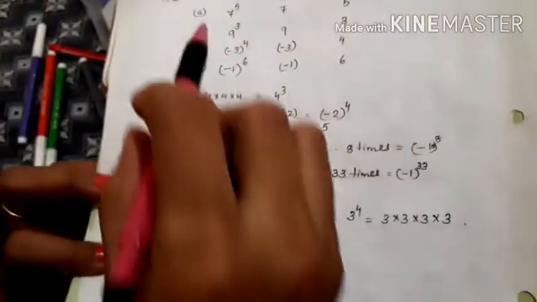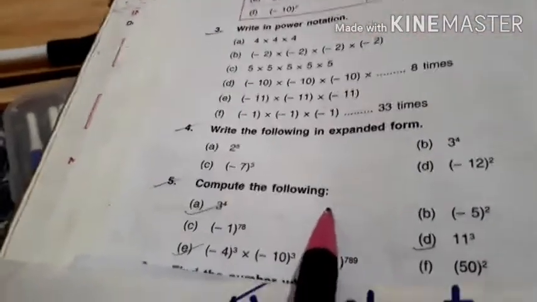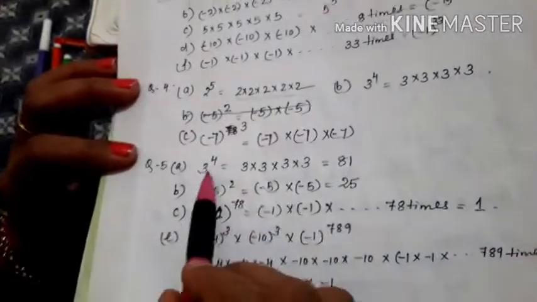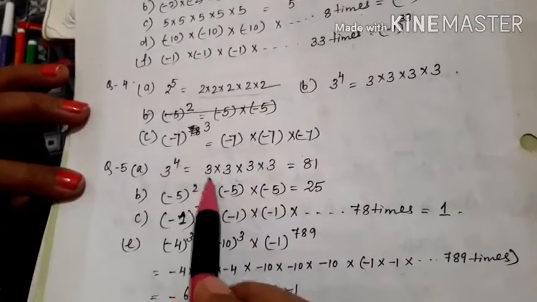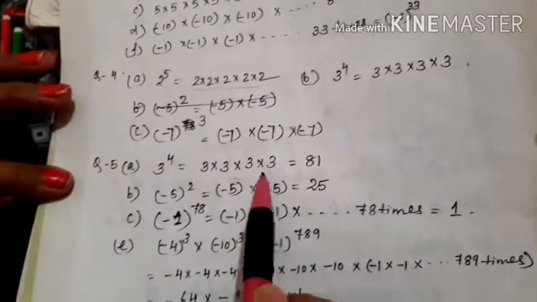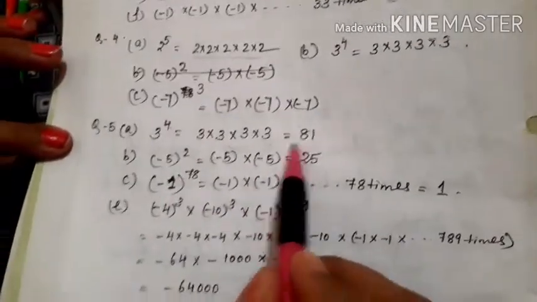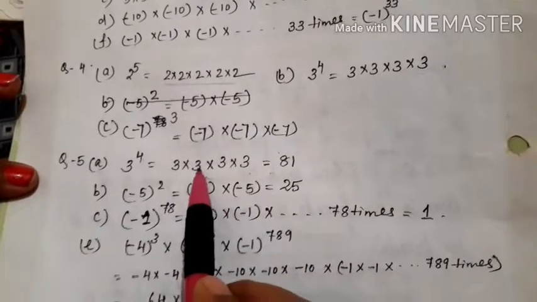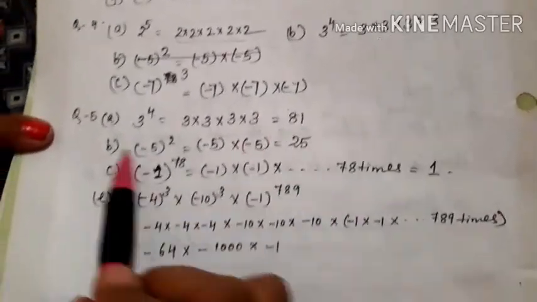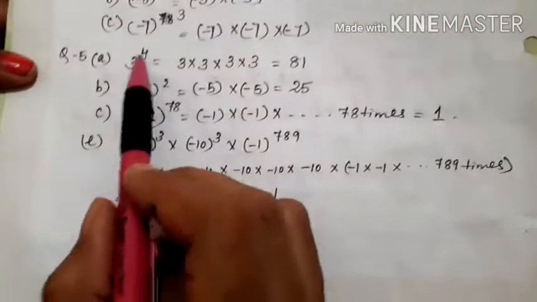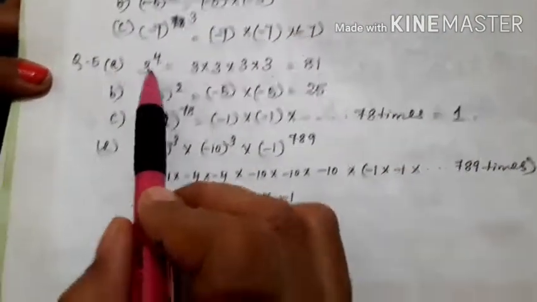Then question number 5. Compute the following. Compute the following means you have to multiply the numbers and write down the answer also. 3 to the power 4 means 3 multiplied by itself 4 times. Then what is its value? 3 into 3, 9. 3 nines are 27. 3 twenty-sevens are 81. Don't multiply like this: 3 into 4, 12. This will be wrong.